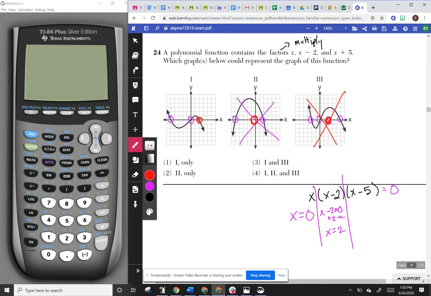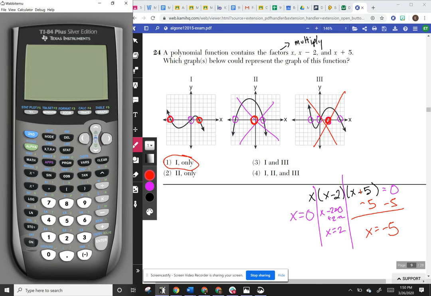Option 2 does. Same thing here. You have x plus 5, so you subtract 5 on both sides. You get x equals negative 5. And that is also correct over here. So it's only going to be 1.